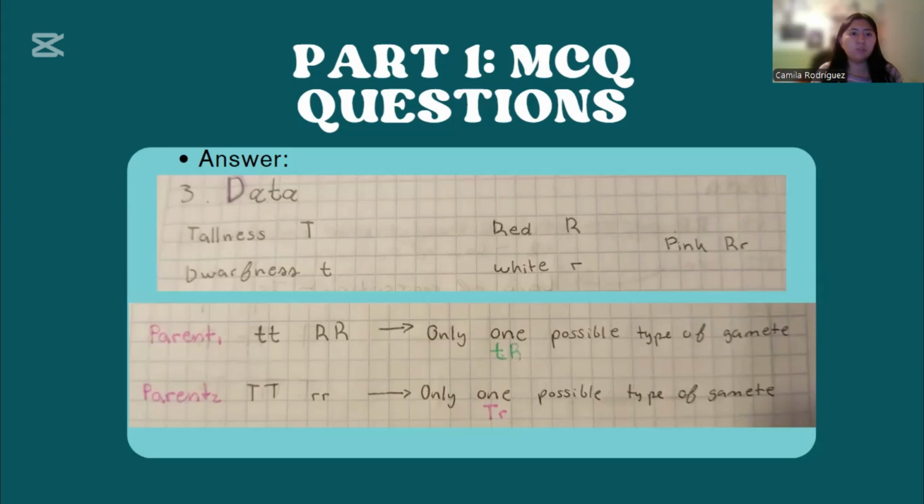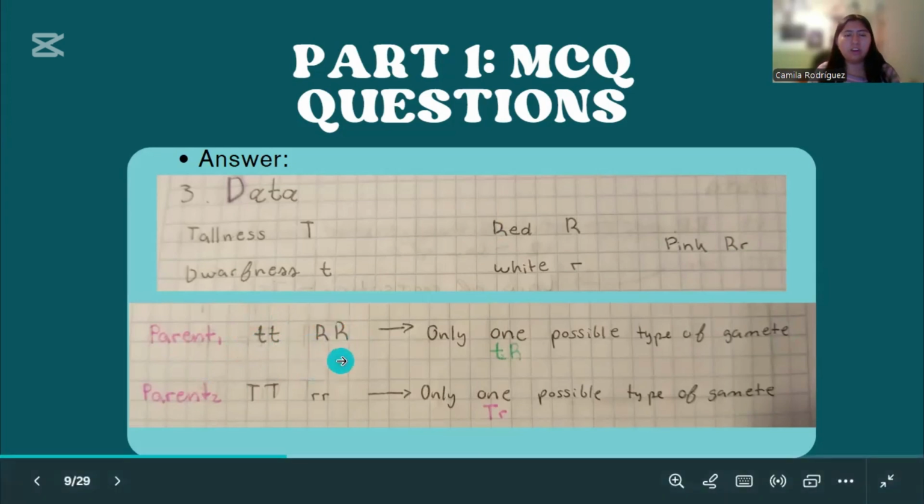As mentioned before, the first parent will have dwarfness, shown by two recessive traits, with red, which means that there are two dominant traits in this part of the colors. The second parent will be tall, so that's why the two T's, and then it will be white, so it will look like this.